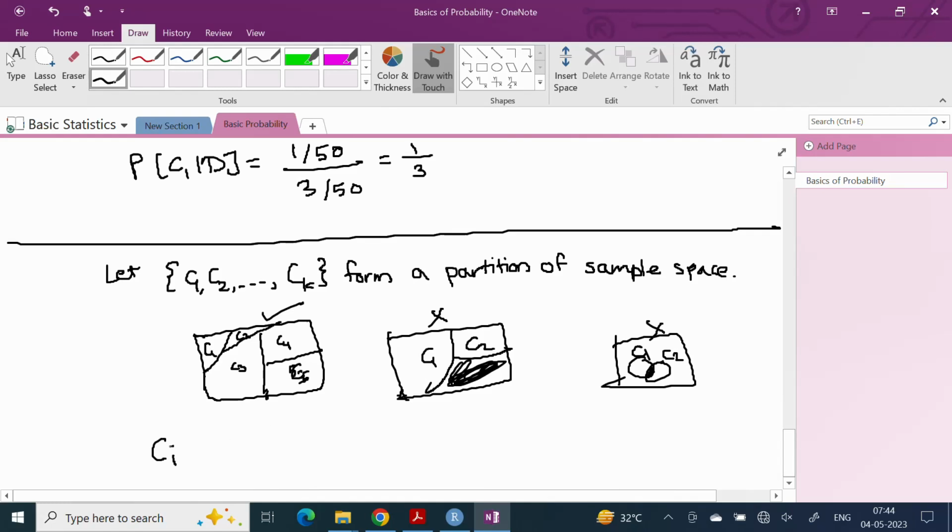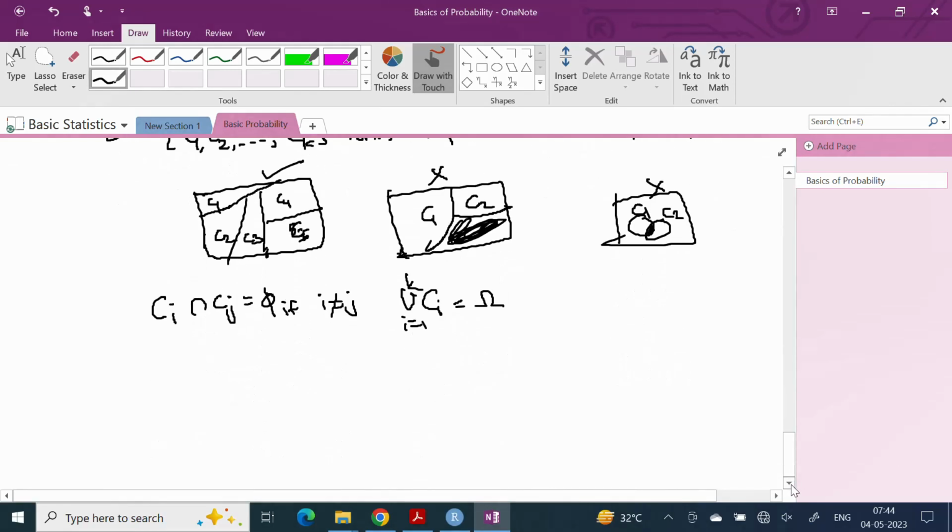So notationally this would mean Ci intersection Cj is empty if i is not equal to j. Okay. And it also means the union over all Ci's, i going from 1 to k, is the entire sample space omega.